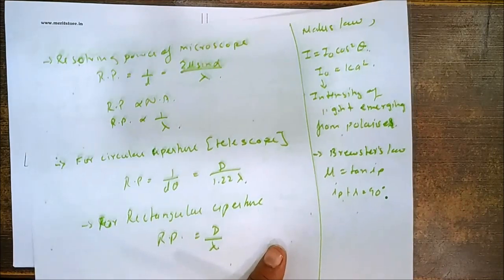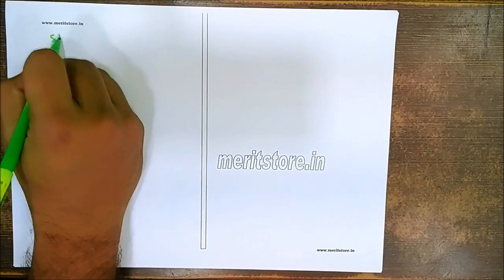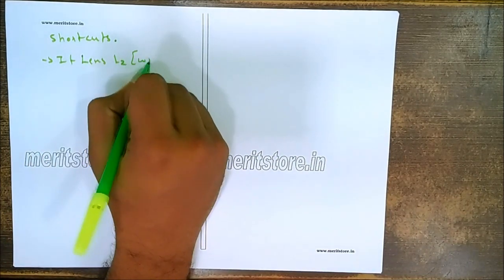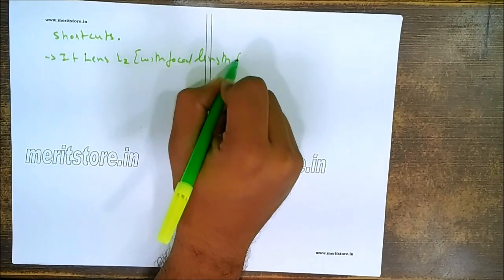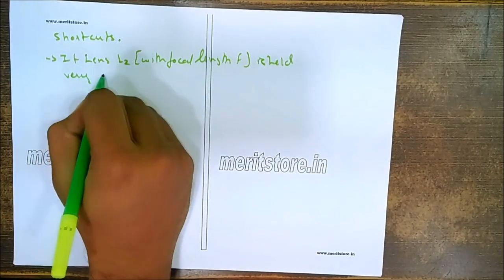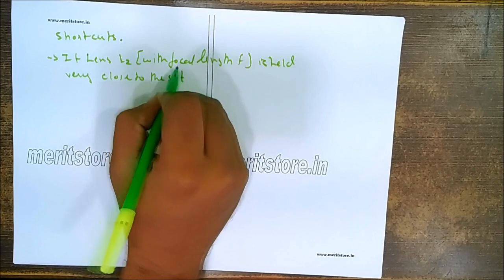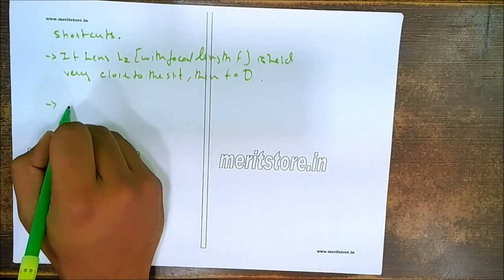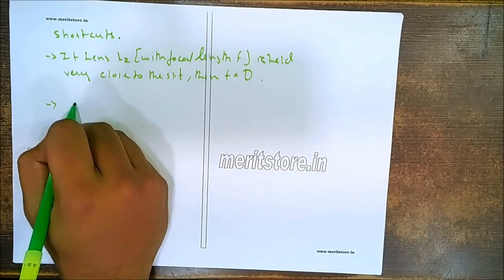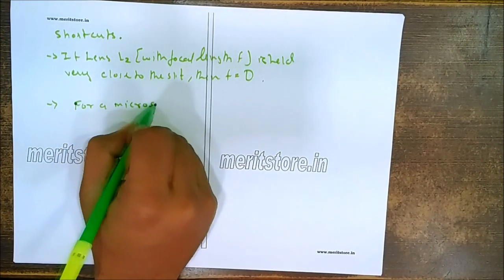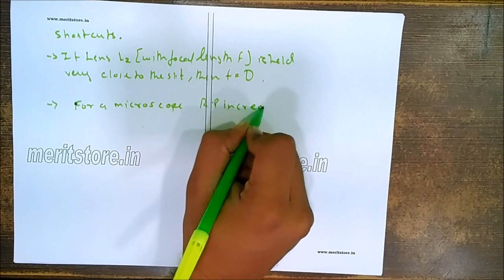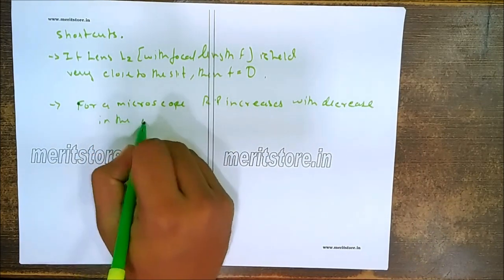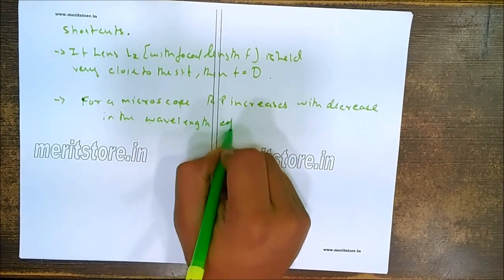Now we'll deal with some of the synopsis and shortcuts. If lens L2 with focal length F is held very close to the slit, then F can be equal to D. Now, for a microscope, RP increases with decrease in the wavelength of light used.